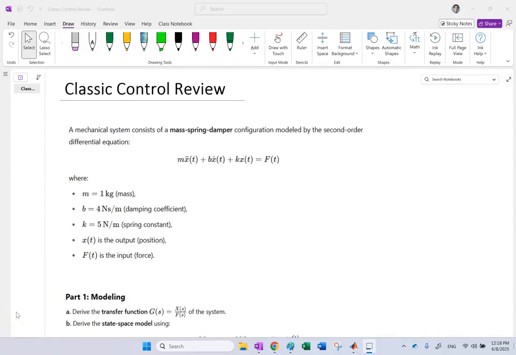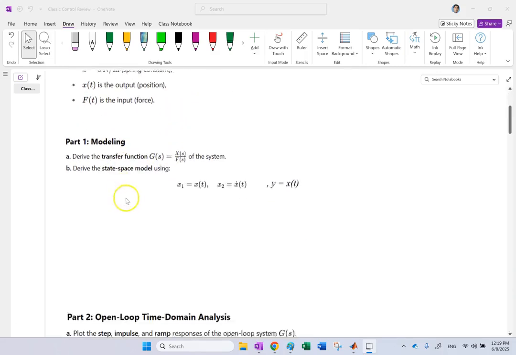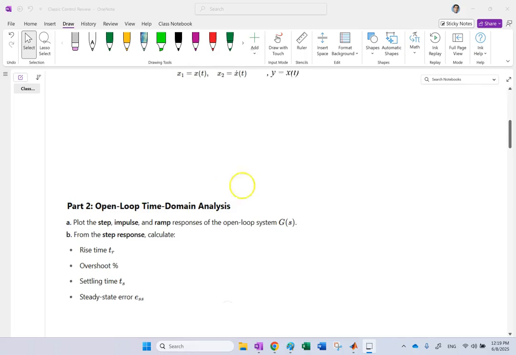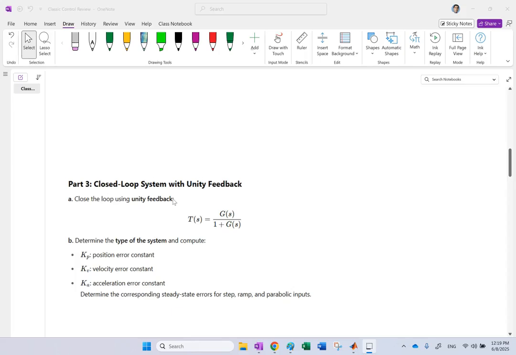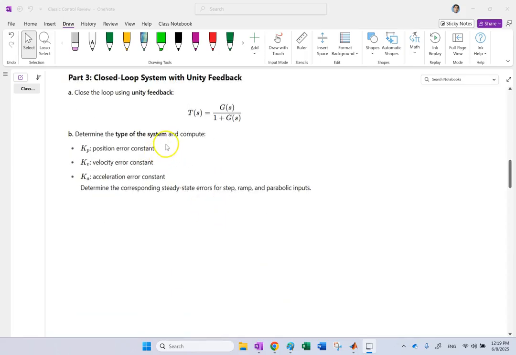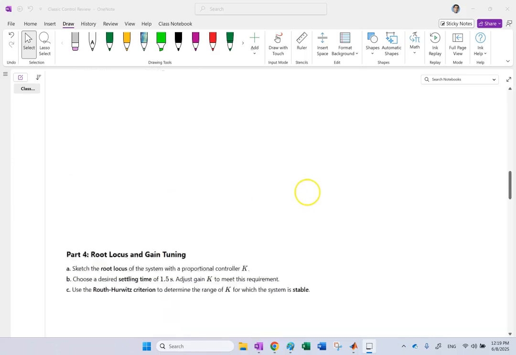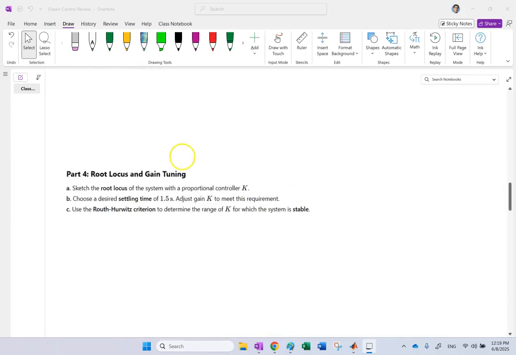Hello everyone. In this video, I want to do something that will review your classic control all with a single example. So here we're going to consider a single system example, and then we're going to create the transfer function of it, the state space model, find the rise time, overshoot, settling time, steady state error, then go to the unity feedback system, find the type of the system, find its position, velocity, or acceleration error constant, and the steady state error for the system for different types of inputs.